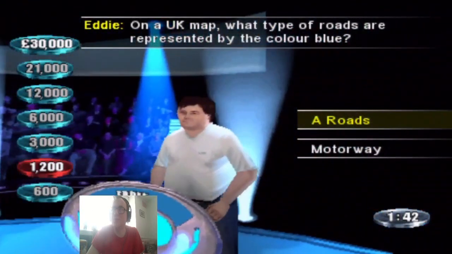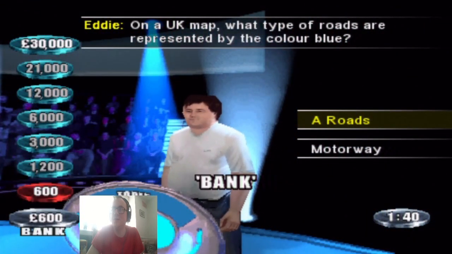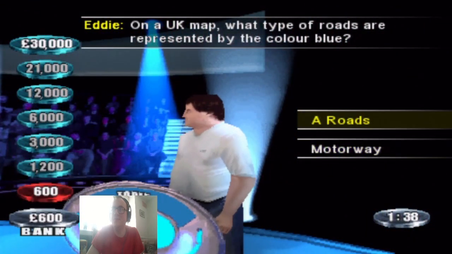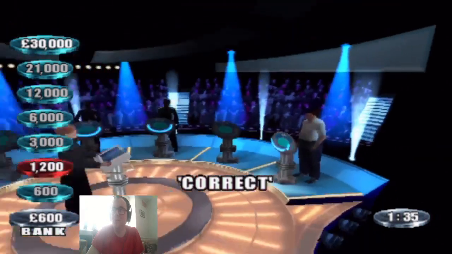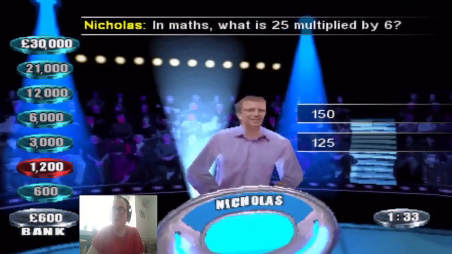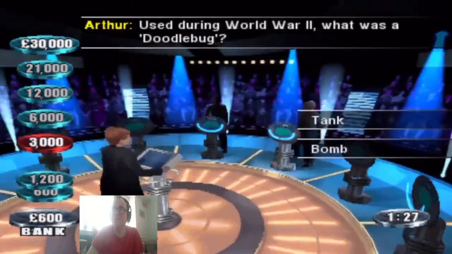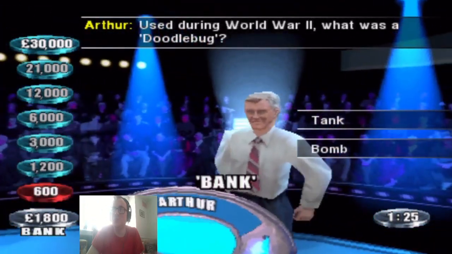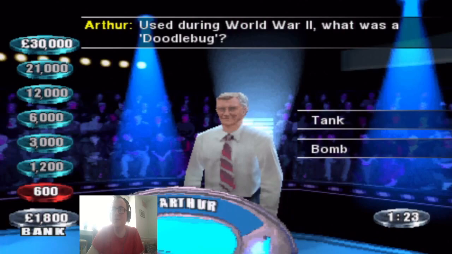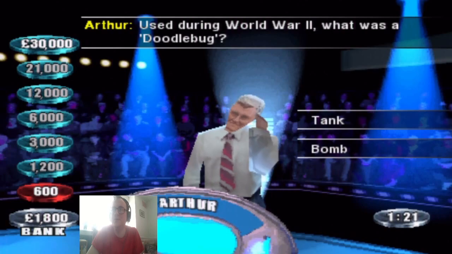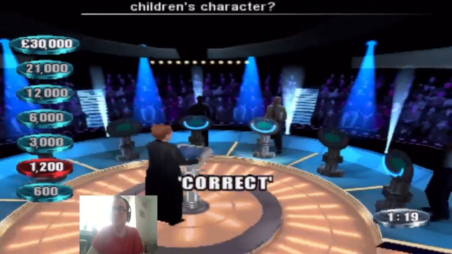What type of roads are represented by the colour blue? Motorway? Okay, motorway, right. Well, it's 25 multiplied by 6. Quite simply, it's the top one. Correct. Yeah, 150, yeah. Arthur, in history, which one used during World War II, what was a doodlebug? Tank or a bomb? Oh, yes. Correct. Alright. Eddie, in entertainment.